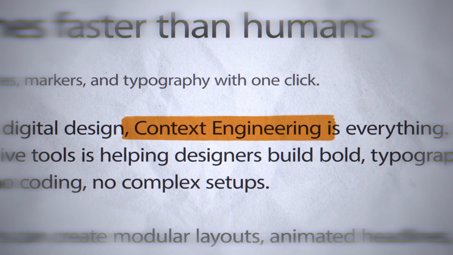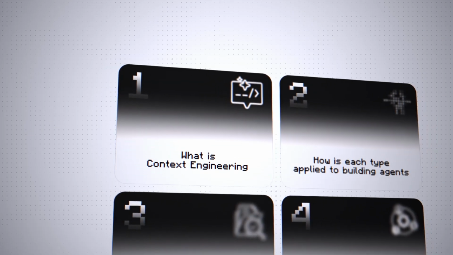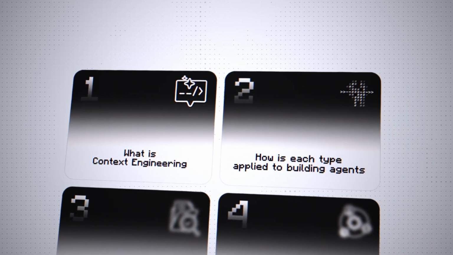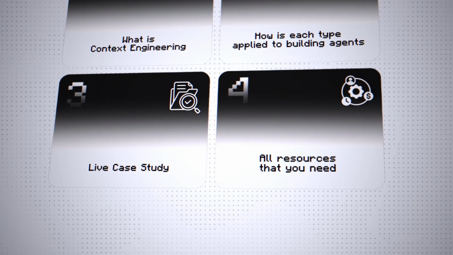Context engineering is one of the most important skills when building agentic software. So in this video, I want to quickly go over what is context engineering, how is each type applied to building agents. Then we're going to go over everything we learned with a live case study from Anthropic. And then right at the end, I'm going to give you all the resources you need to dive in a lot deeper for yourself.